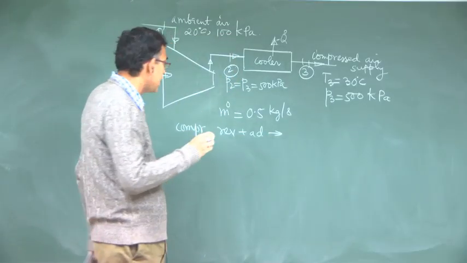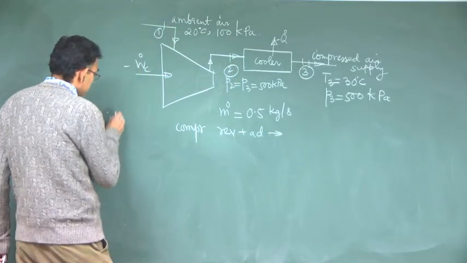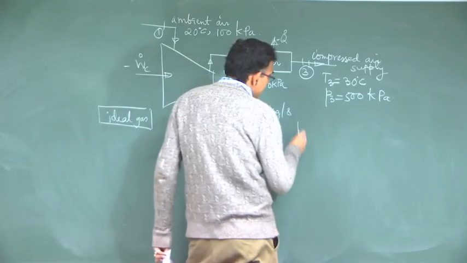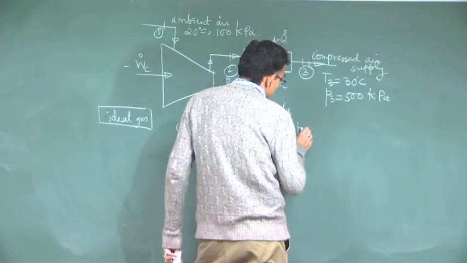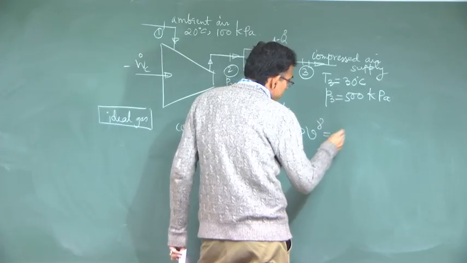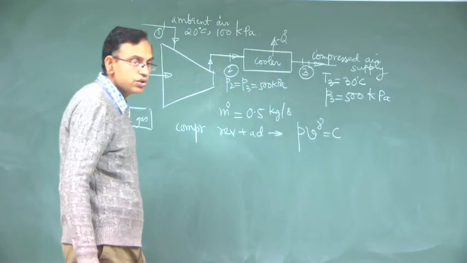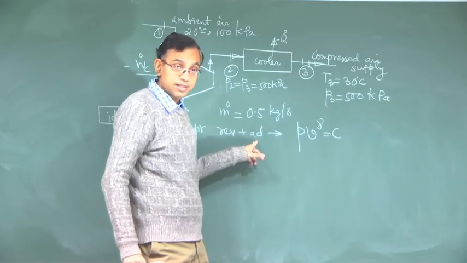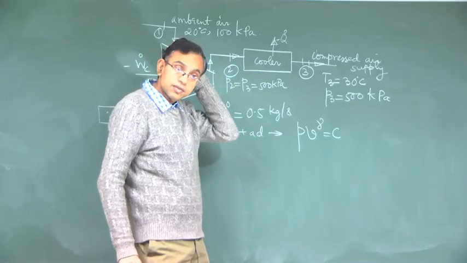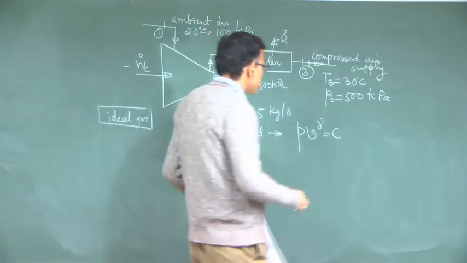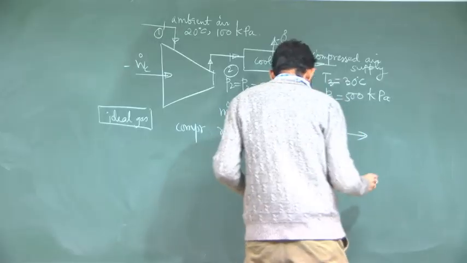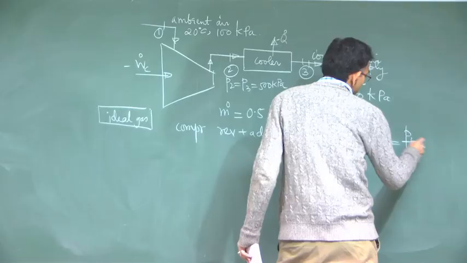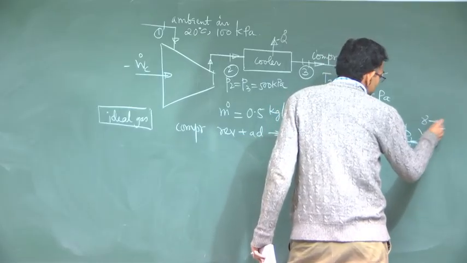So, if air is treated as an ideal gas, this is very important, you can write PV to the power gamma equal to constant, where gamma is the ratio of Cp and Cv. Reversible adiabatic of an ideal gas, not any general thing. So, this leads to T2 by T1 is equal to P2 by P1 to the power gamma minus 1 by gamma.